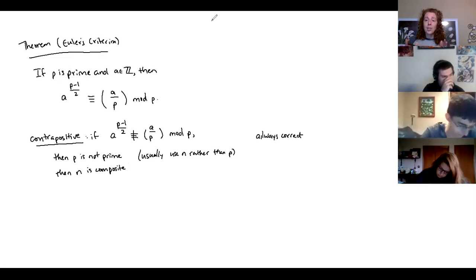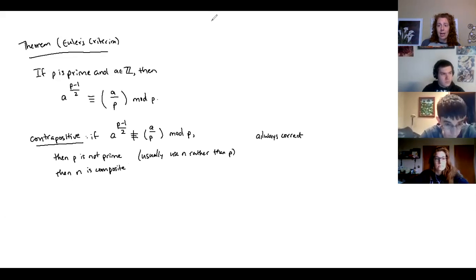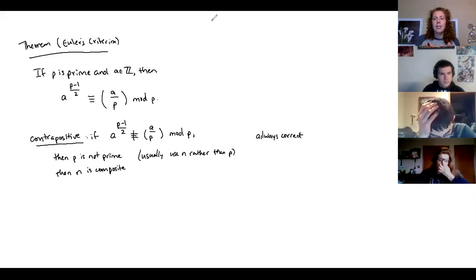So this goes back to our general method of dealing with probability tests and primality testing. Whenever we get composite out as an answer, we're guaranteed to have the correct answer. Same thing here. We know the contrapositive is correct, always. And so if we get an answer of composite out of the Solovay-Strassen primality test, then we know our answer is correct.